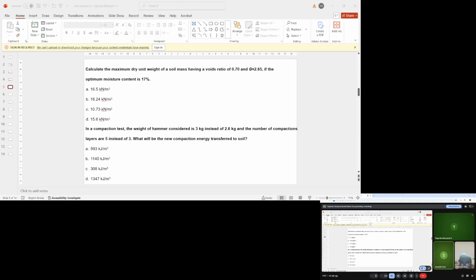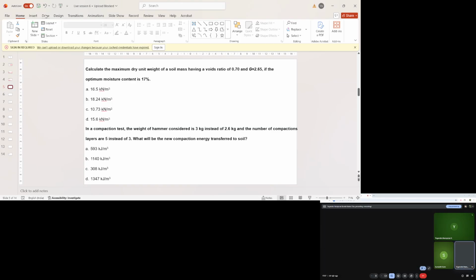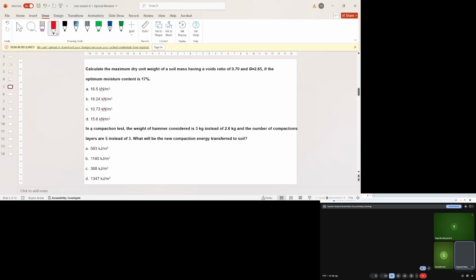15.59 is coming, sir. It will be 15.588, something like 15.5 kilonewton per cubic meter, sir. So we can round it up to 15.6 kilonewton per meter cube. Yes, sir. So how did we calculate it? Gamma D is equal to gamma W G by 1 plus e.